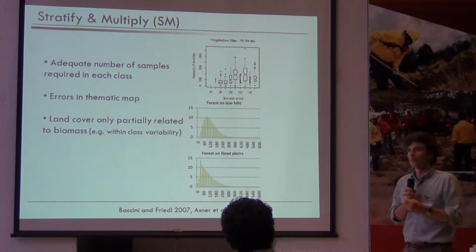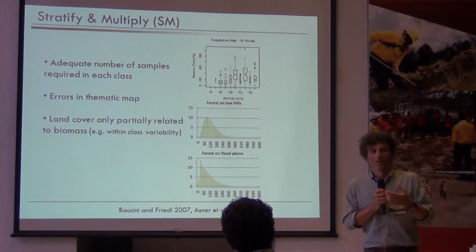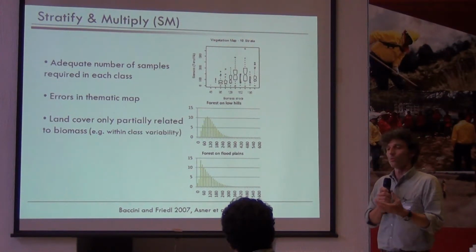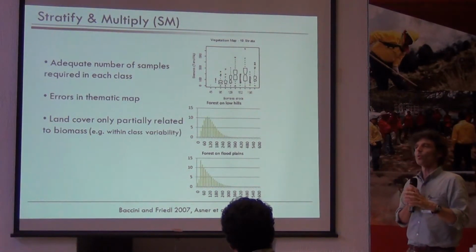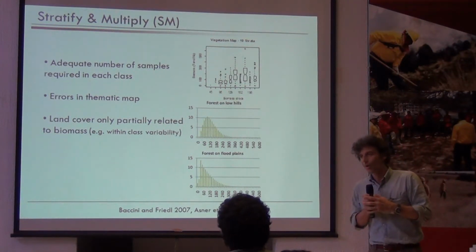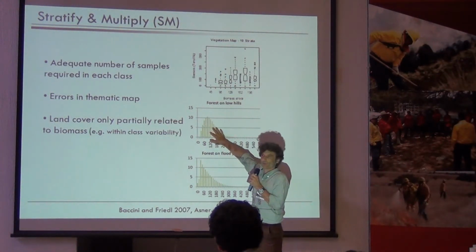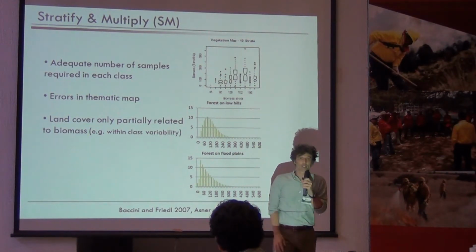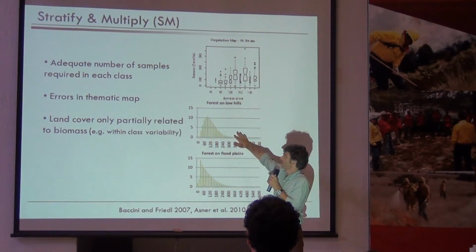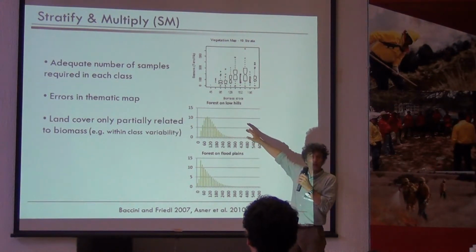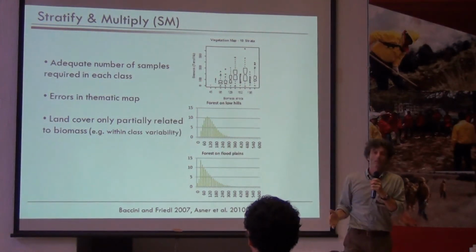And the most important issue that at least I see with this approach is that if you want to use this information to derive your emissions, you want to reduce the error in the emissions. You want to have a good estimate of the emissions. So you need to know how much biomass has been lost. Well, if you use the stratified multiply approach, you have a problem, because if we look at one class, for example, the forest on low hill class, and we look at the distribution of the biomass inside that class, this plot here is showing that the biomass inside that class can go between 60 to 300 tons per hectare. There is a large variability inside that class.